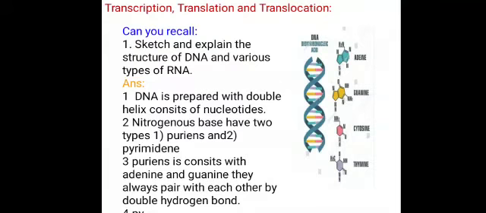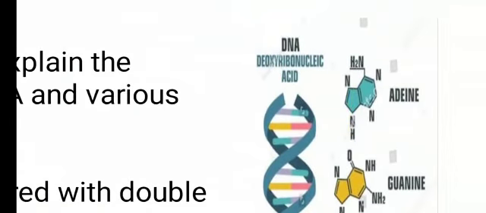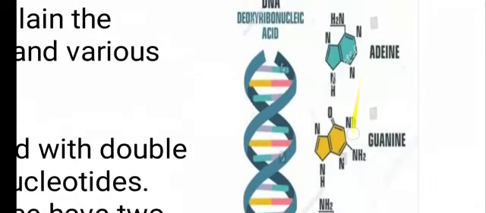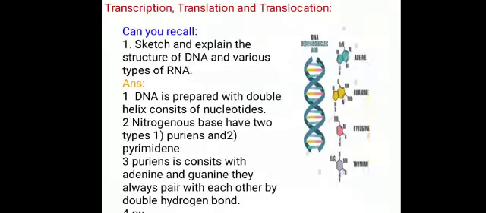So see the first question: sketch and explain the structure of DNA and the various types of RNA. If you remember, this is the DNA structure, deoxyribonucleic acid. It is made up of a double helix. Inside the helix, the four nucleotides are present. This is the basic structure you have to draw for DNA, which we already learned in the 9th standard. Then we also learn about the structure of RNA and the types of RNA.